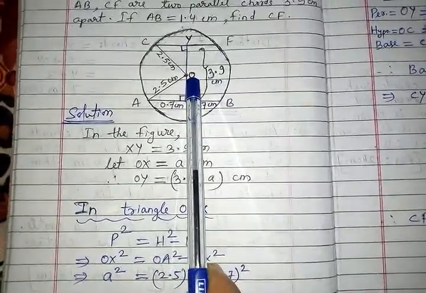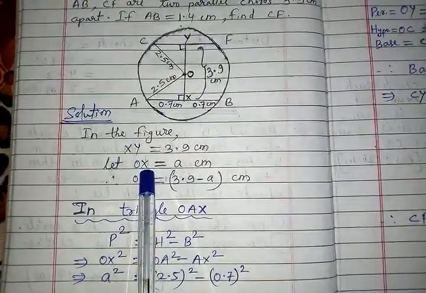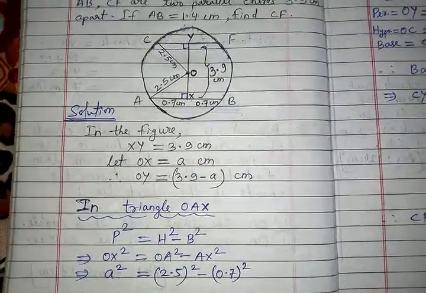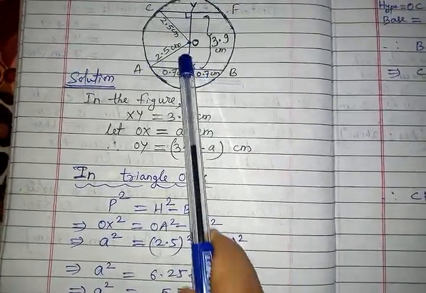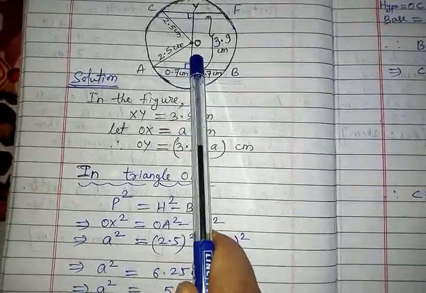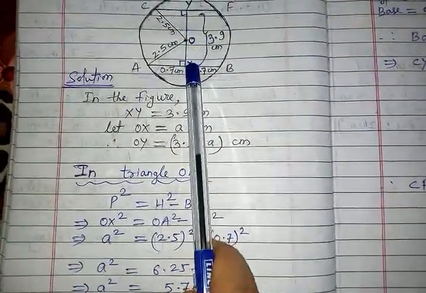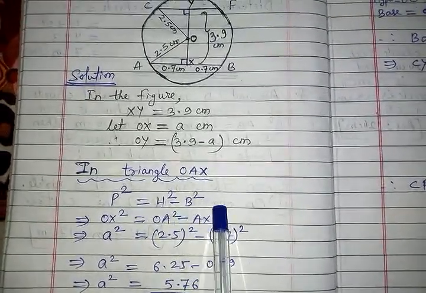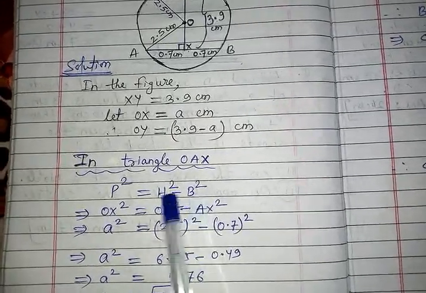So now we know the imaginary values of OX and OY. OX is A, OY is 3.9 minus A centimeter. First I have taken triangle OAX. As you all know, it is perpendicular here, this is 90 degrees. This is base, this is hypotenuse. Here I will find the value of OX. OX is perpendicular. P square equals H square minus B square. We can also use the formula P equals root over H square minus B square.